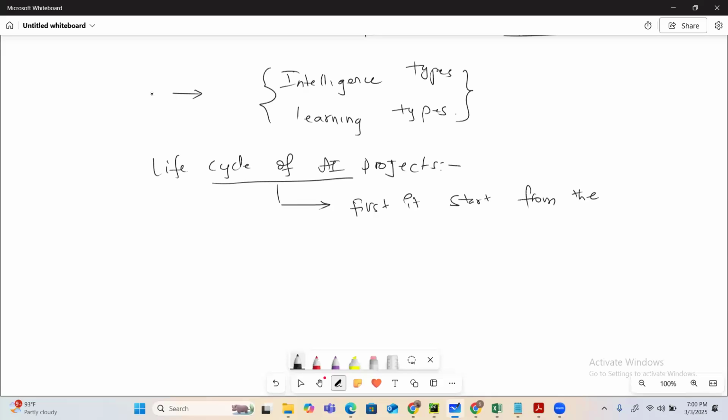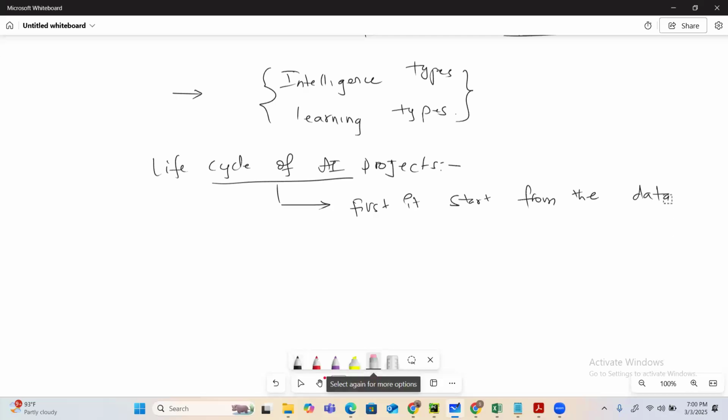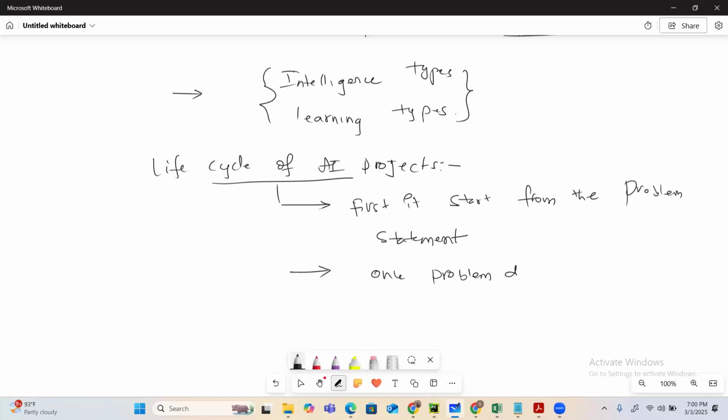First, it starts from the data. It starts from the problem statement. Then, once the problem is defined, we need to get the relevant data.